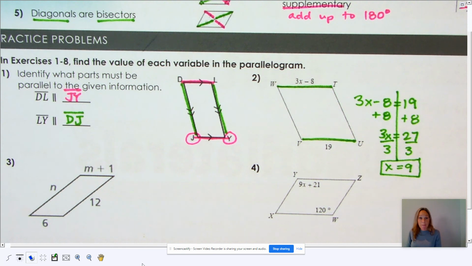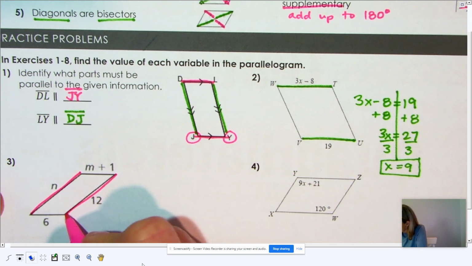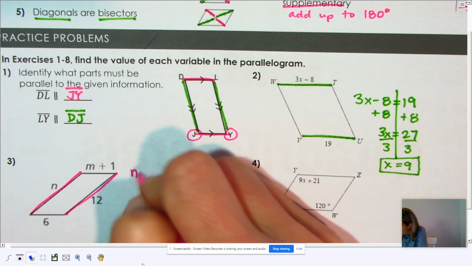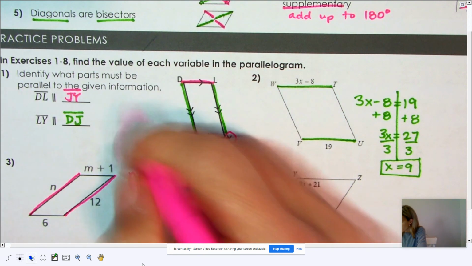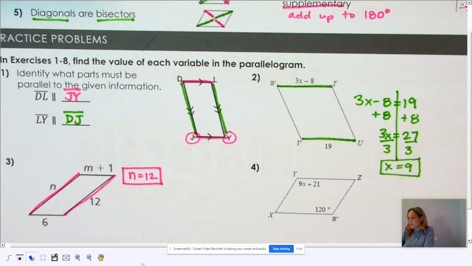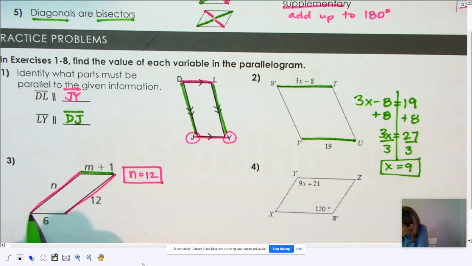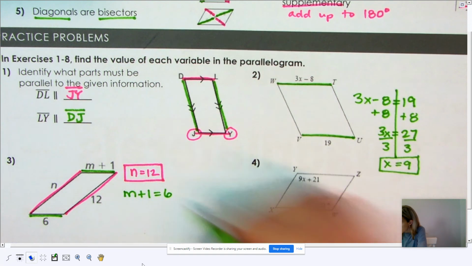Okay, same thing for number 3. We're going to look at the opposite sides, and remember, we know that opposite sides are congruent to each other. Okay, so I'm going to look at n and 12. I know that those are equal, so I'm going to write that equation. N equals 12. Okay, well, that one's already solved. So we're done. So I'm just going to draw a little box around that. Okay, now I'm going to look at the other set of opposite sides. So I've got m plus 1 and I have 6. So I'm going to write that out. M plus 1 is equal to 6.